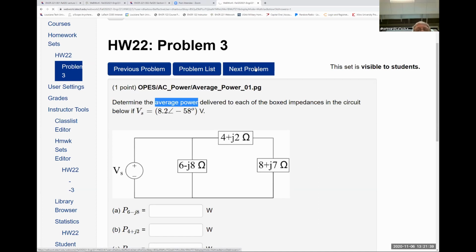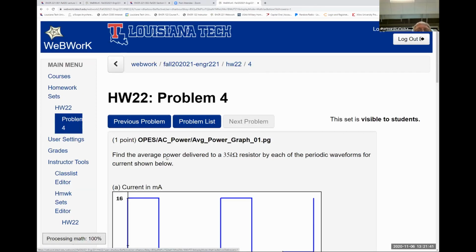And the last one is also average power. So here, you're given 3 currents in graphical form and the value of a resistor. So right here, we need to go back and use some equation that involves just current and resistance, something in the form I squared R.